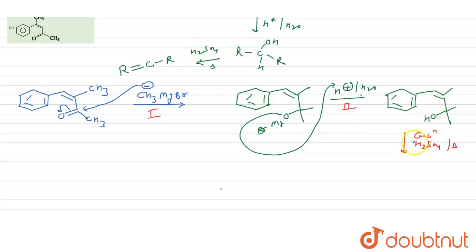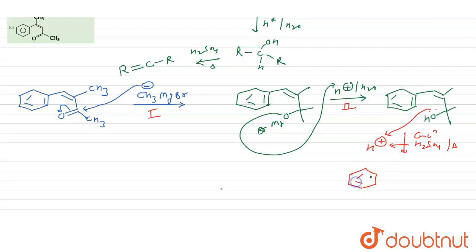We know that from this H2SO4, H positive ions will come out. This H positive ion, and the lone pair of this oxygen will abstract this proton, and there is a formation of this group. You can see here.